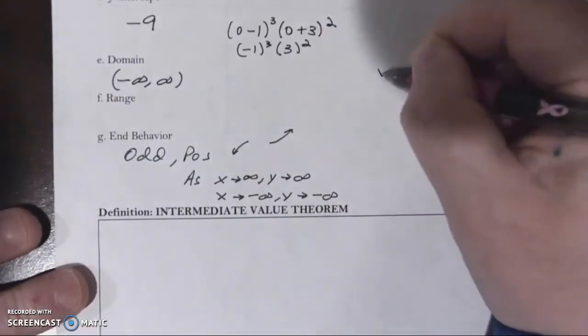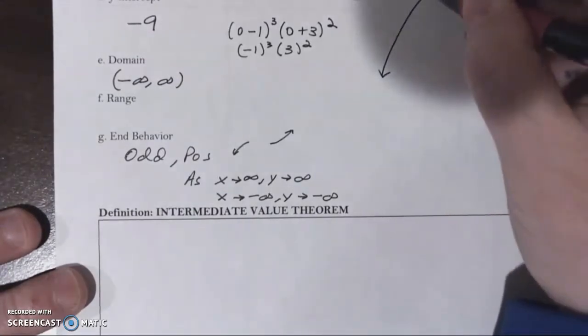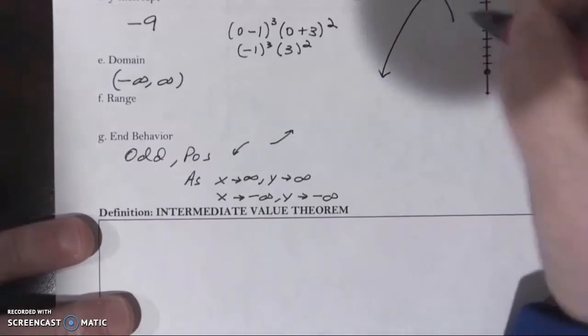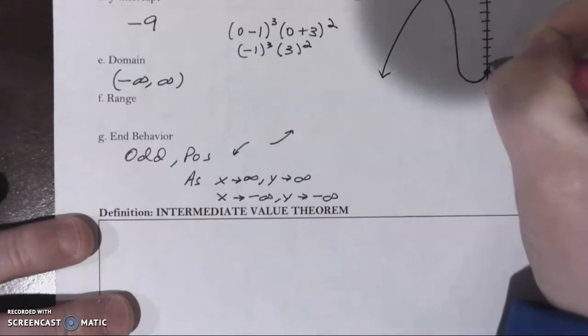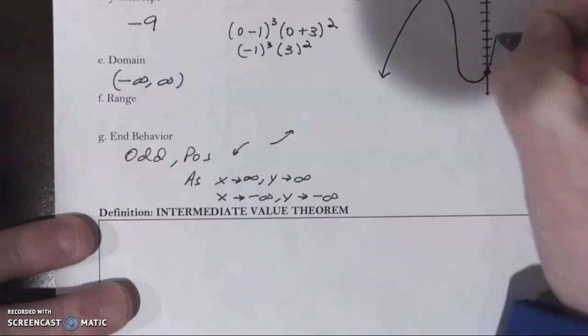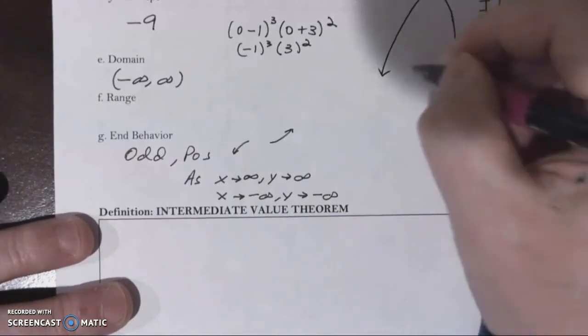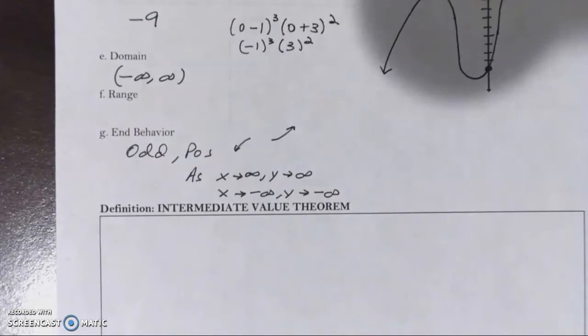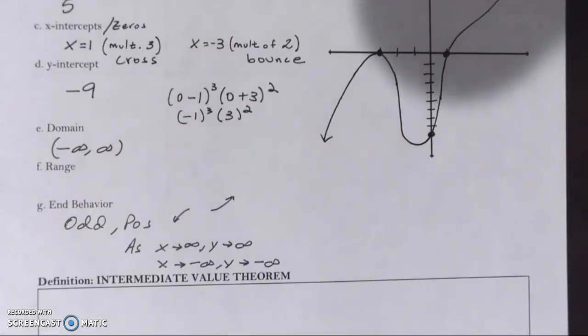So we're going to come from down low, based on our end behavior. We're going to bounce at negative 3. Then we're going to come down here somewhere. We're not sure where this turning point is going to be. We're going to go through the y-intercept, and then we are going to cross at positive 1. This is how our graph is going to look. End behavior is correct. Number of zeros is correct. We're in good shape.